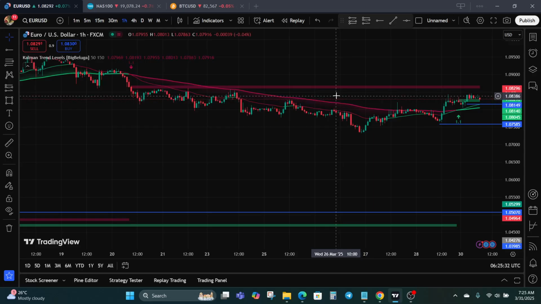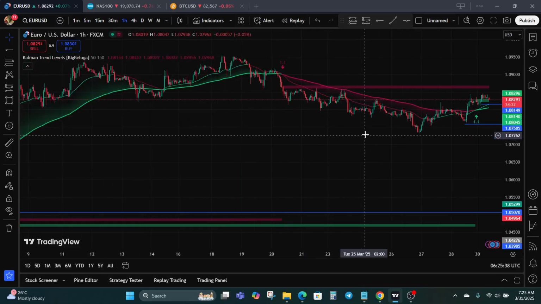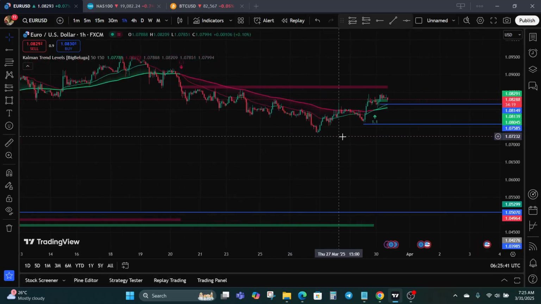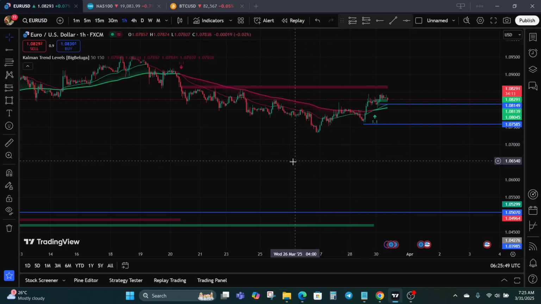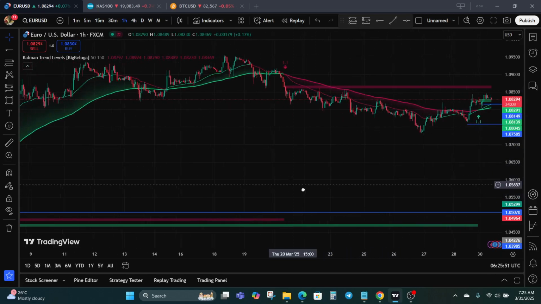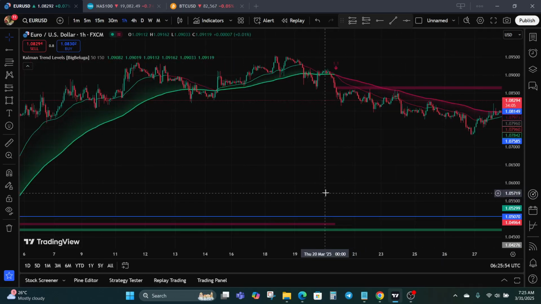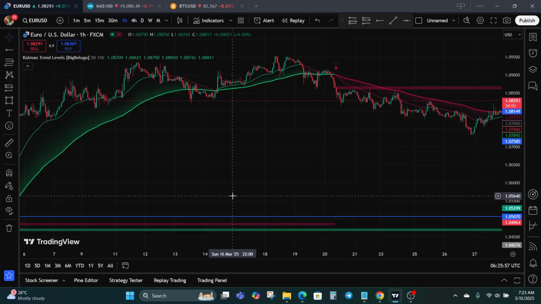So how can you use the Kalman Trend Levels Indicator in your daily trading routine? First, you make sure to keep an eye on the trend strength. When the indicator shows a strong trend, that's your signal to follow the direction of the market. You use the support and resistance levels to pinpoint your entry and exit points, making sure to protect your trades with stop losses at key levels. You can also combine the Kalman Trend Levels Indicator with other tools in your trading arsenal, like moving averages, candlestick patterns, and the rest of them for more confirmation. The more data you have supporting your trade, the higher your chances of success.